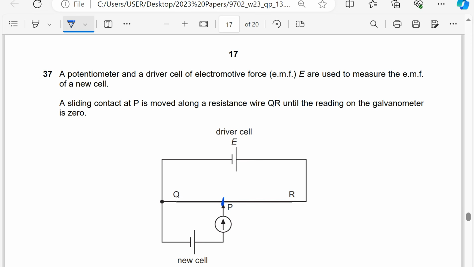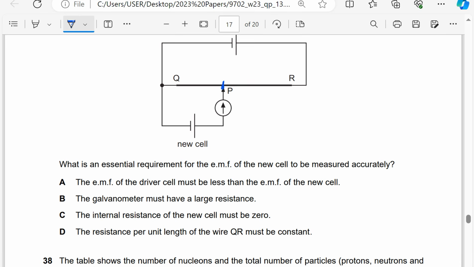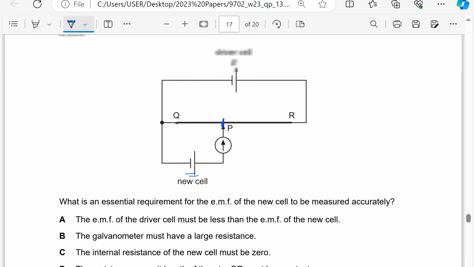A potentiometer and a driver cell of EMF E are required to measure the EMF of a new cell. A sliding contact at P is now moved along resistance wire QR until the reading on the galvanometer is 0. Okay? What is an essential requirement for the EMF of the new cell to be measured? Remember, the PD across QP should be the same as the EMF of the cell. And I think the negative terminals are joined here, the positive terminals at the other end.